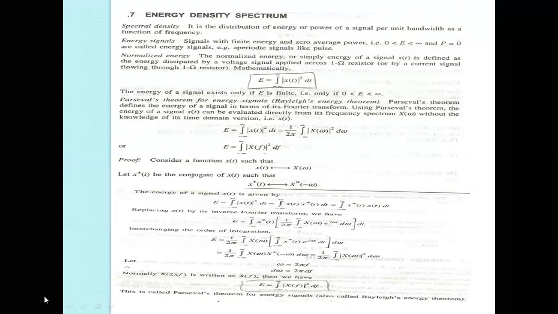The normalized energy, or simply energy, of a signal x of t is defined as the energy dissipated by the voltage applied across a 1 ohm resistance, or by a current signal flowing through the 1 ohm resistor, mathematically. So forget about these, all the things matter. Normalized energy E is equal to the integral from minus infinity to infinity of x squared of t dt. I'm taking the squared magnitude of x of t dt.